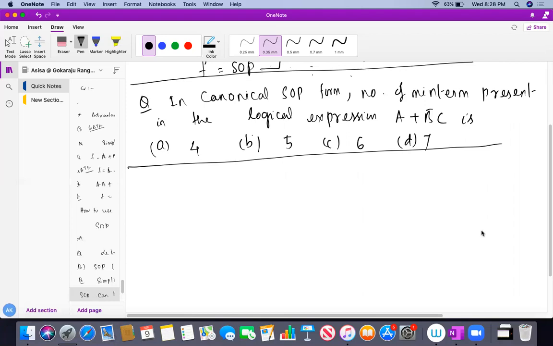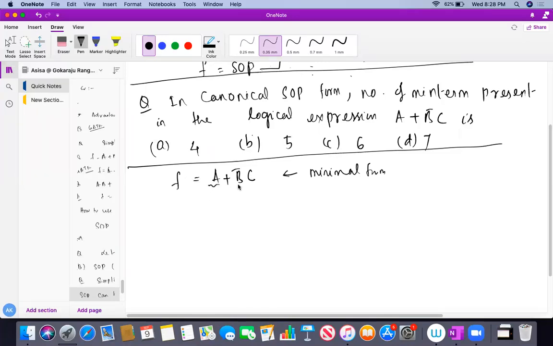What is given to you, A or B bar C, is which form? Actually it's a minimal form. It's given in minimal form. You need to find the canonical form, and here you have to count and tell how many min terms are available in the canonical SOP. So this is my minimal form, and I need to express it in the canonical form. What I need to do is very simple. So this is my F, let's say.